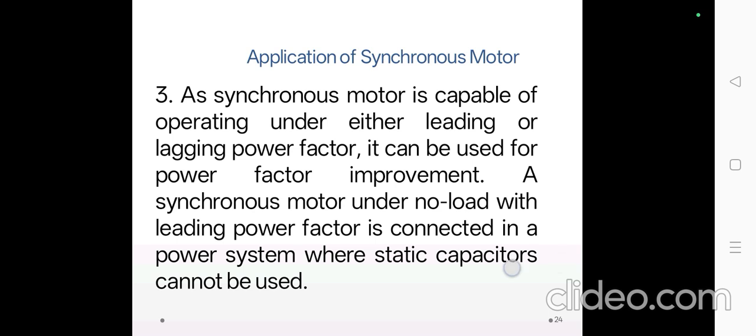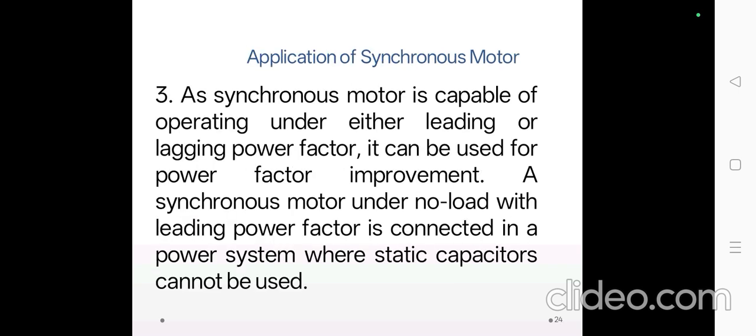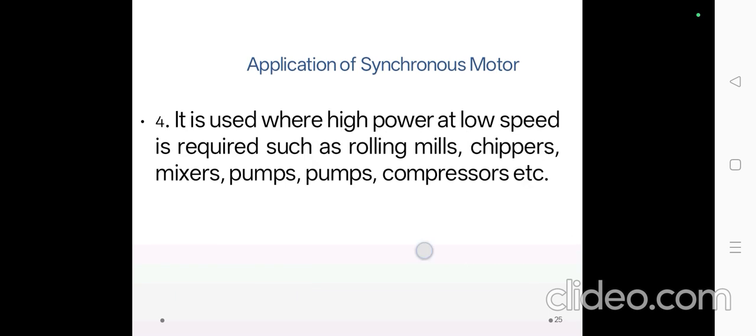Next one is the applications of the synchronous motor. It will be used in power factor improvement, and it finds application when the operating speed is low and high power is required. Then it will be used in power factor improvement condition, that means as a synchronous capacitor. Next, it will be used in pumps, compressors, crushers and mixers.